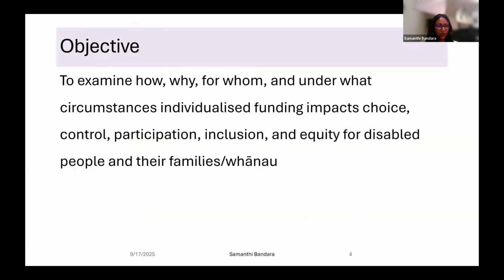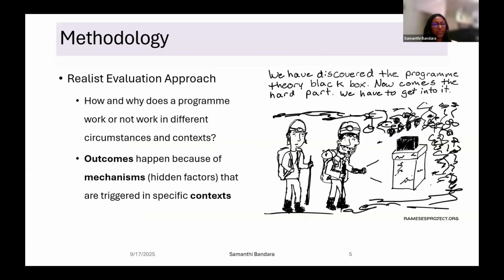Objective: this is the broad objective of my PhD research, that is to examine how, why, for whom, and under what circumstances individualized funding impacts choice, control, participation, inclusion, and equity for disabled people and their family and whānau. So let's look at the methodology. In this study, I'm going to use the realist evaluation approach.